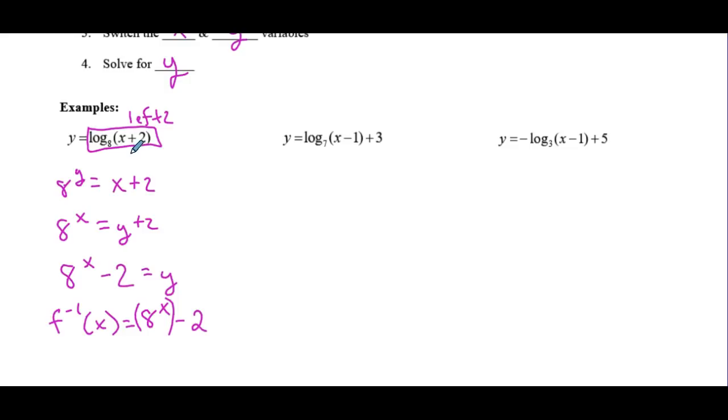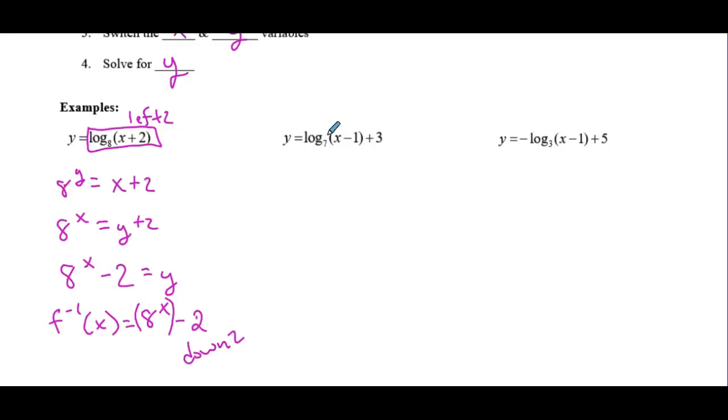But when we switch x and y's, the horizontal movement will become our vertical movement. And this is telling me that this exponential will go down 2. So left 2 now becomes down 2. And you should understand that those are reciprocal moves. Okay? So let's look at our second example here.